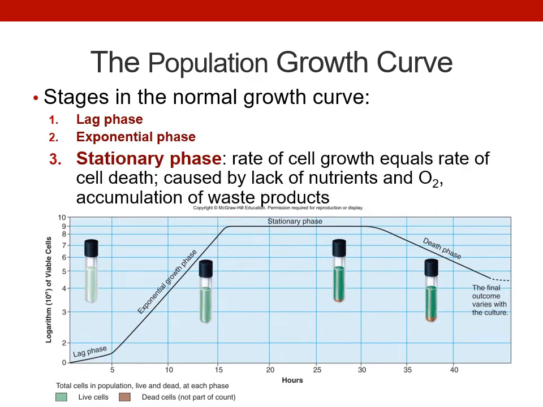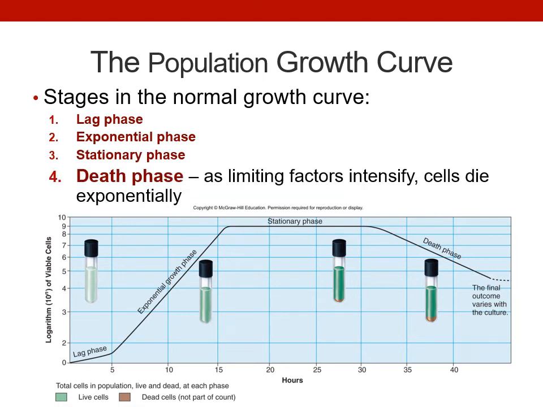When the growth medium starts to accumulate metabolic waste products and the nutrients and oxygen start to decrease, some cells start to die at the same rate other cells are dividing. This is represented in the bottom of the tube where you start to see the brown color. This is the stationary phase, where growth of the population has reached a plateau.